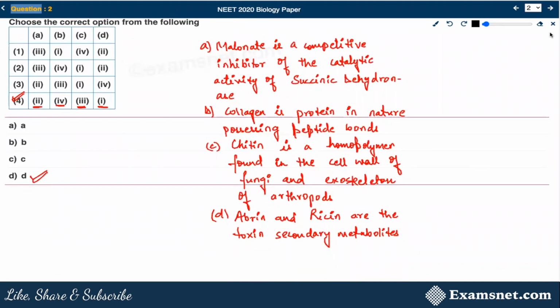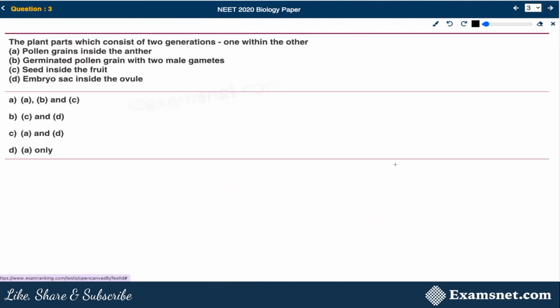Clear? Now, moving ahead to the third question. That says that the plant parts which consist of 2 generations, all right? This question says that the plant parts which consist of 2 generations, one within the other, you have to find out, all right?